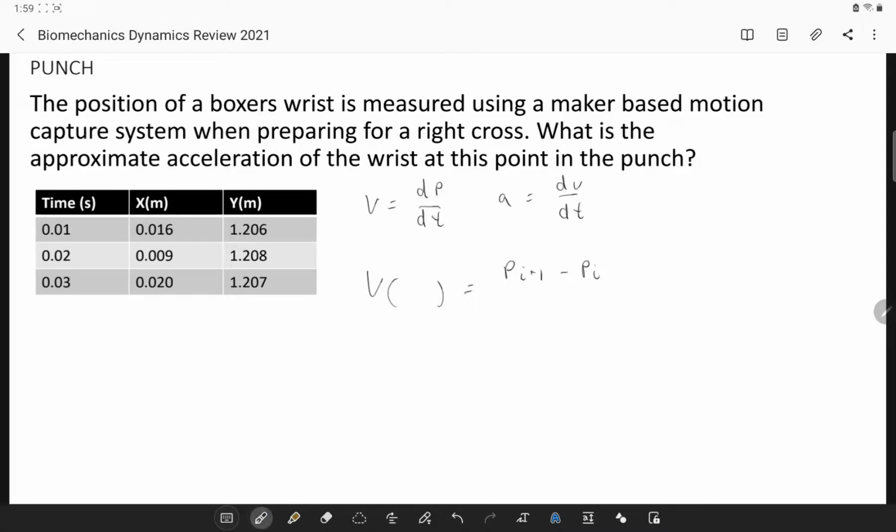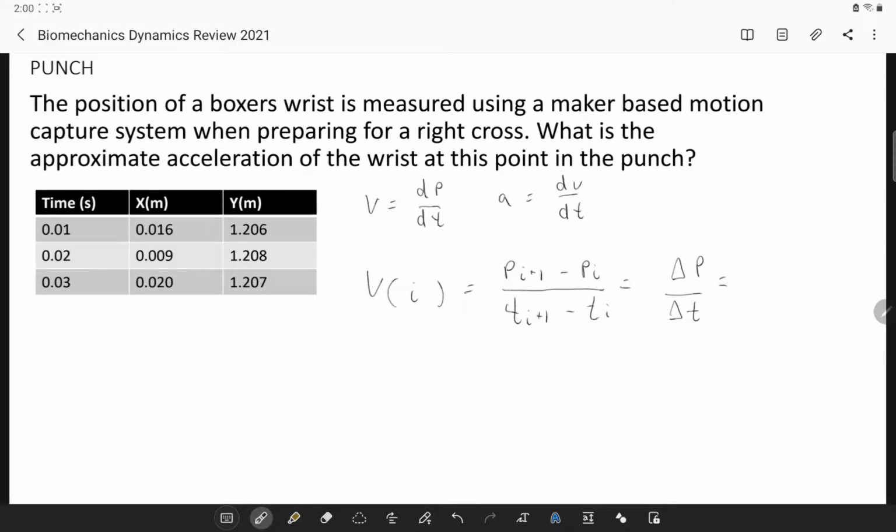So this is just going to be our velocity at some generic time i. The position at time i plus 1 minus position at time i, over my time at i plus 1 minus my time at i. So this is just our delta P over delta T, which is the discrete version of our differential there. So let's look at this for the x and y.